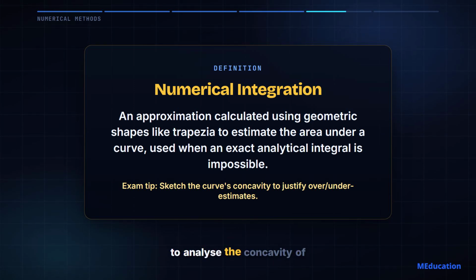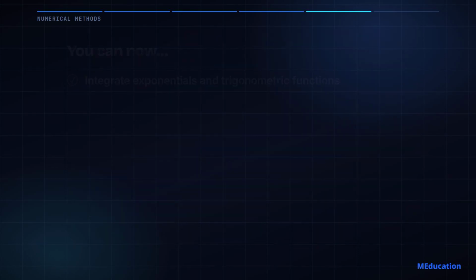Crucially, examiners will ask you to analyze the concavity of the curve. If a curve is concave up, a straight line connecting 2 points on the curve will sit above it, proving your numerical result is an overestimate. You will need to justify this in your exam.